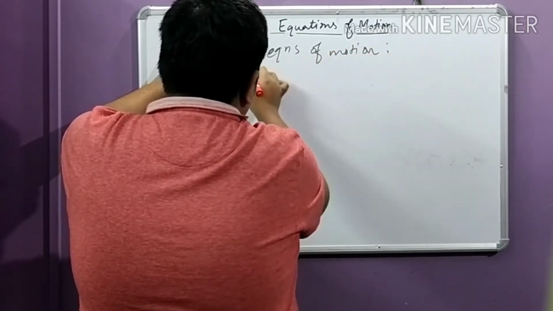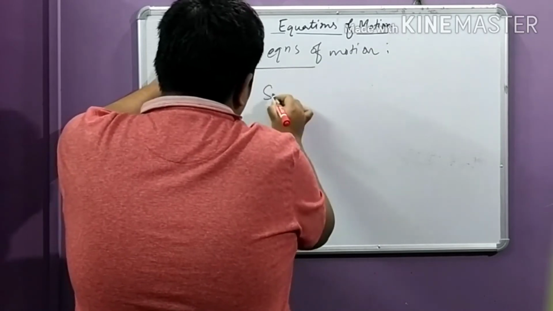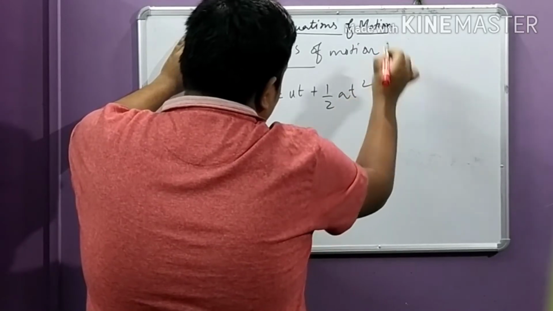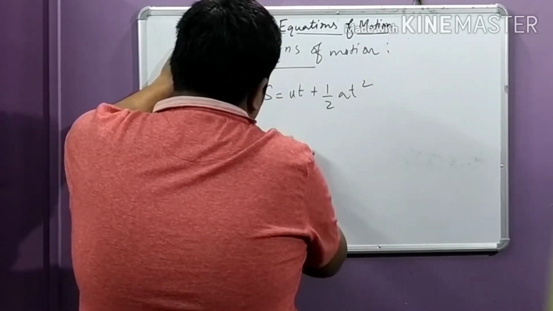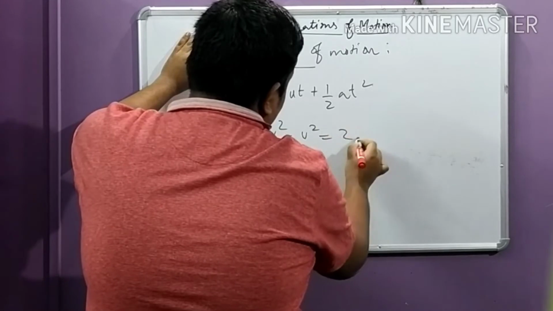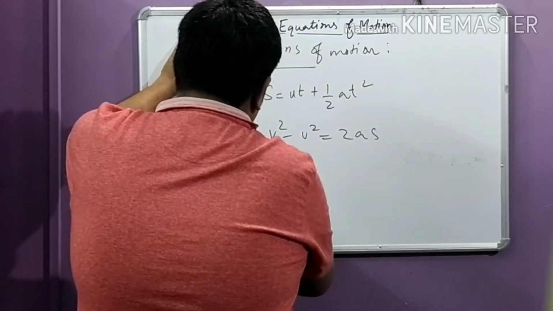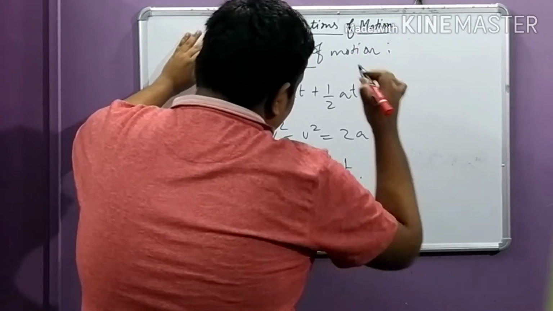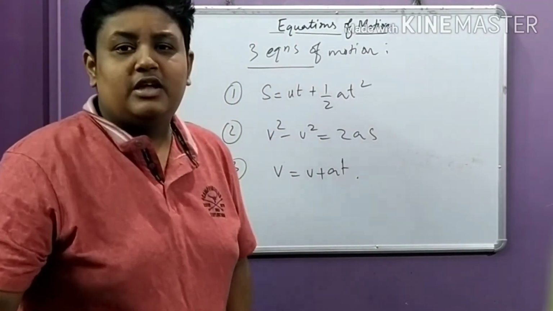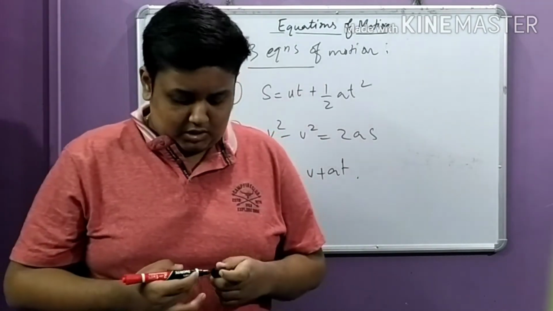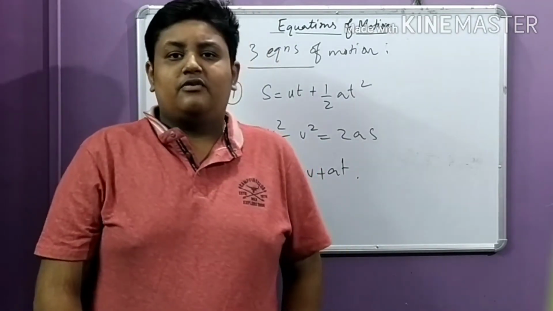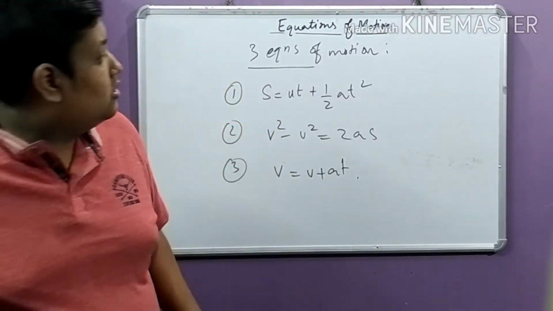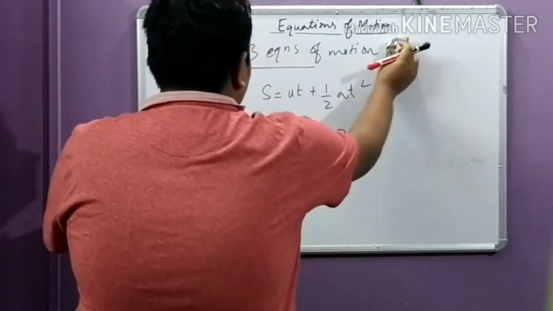Three equations of motion. What are they? First is s equal to ut plus half of at square. Second is v square minus u square equal to twice as. And another is v equal to u plus at. So these are the basic, fundamental equations of motion. I think you have already got this, but how to derive them? Let us see. So, let us derive those equations.